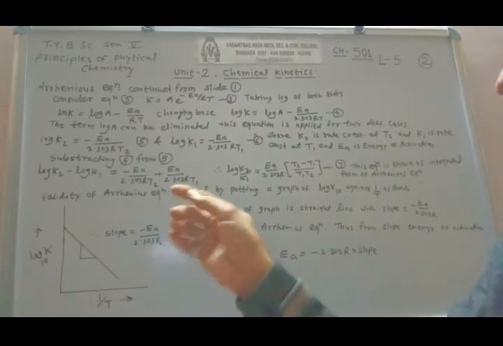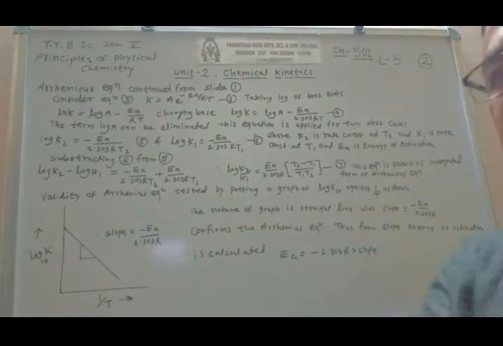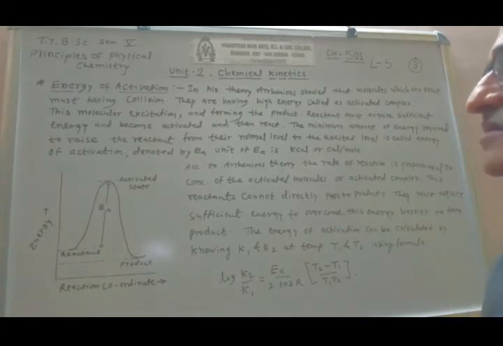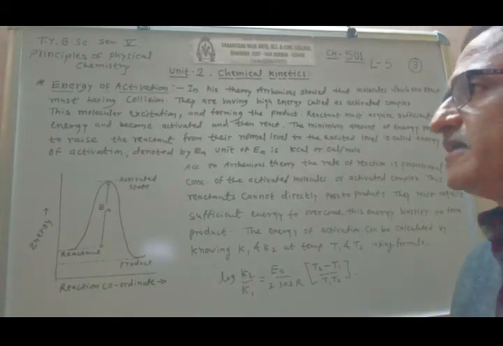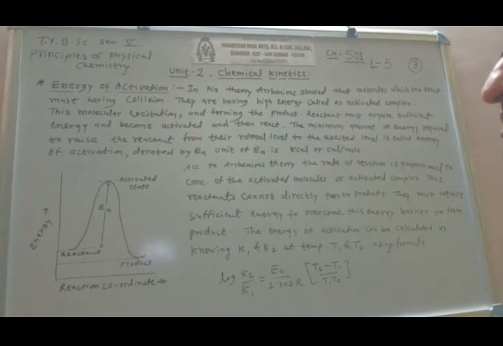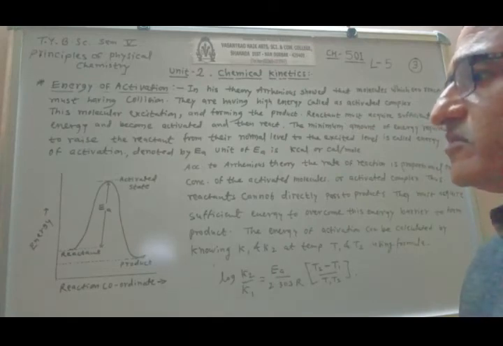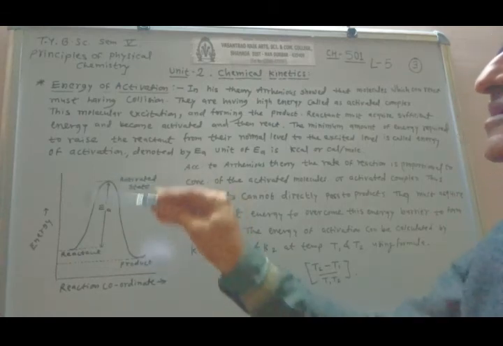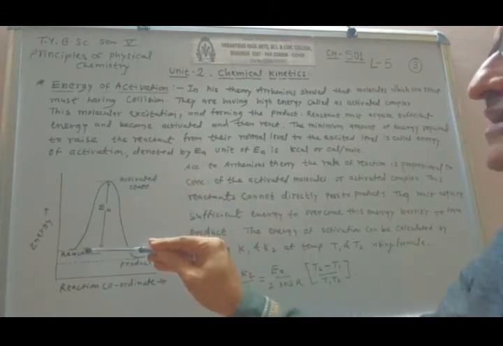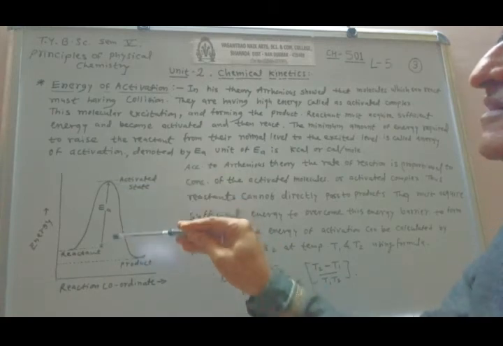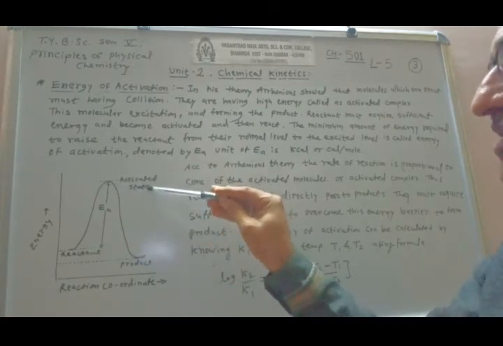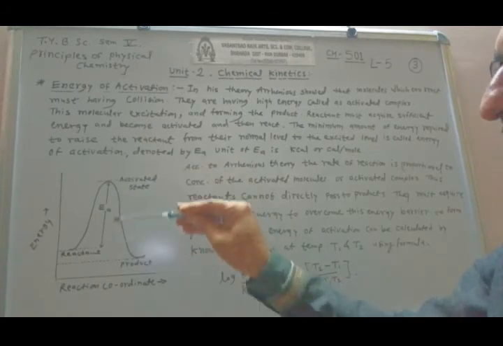In this way we have derived the Arrhenius equation, and from this we can calculate the energy of activation. Friends, after deriving the equation for Arrhenius in both forms, exponential as well as integral form, we must now know what is energy of activation. For this we have to plot a graph of energy versus reaction coordinates. Here the graph is plotted. This is reactant, product, and this is the activated state. This difference is the energy of activation.